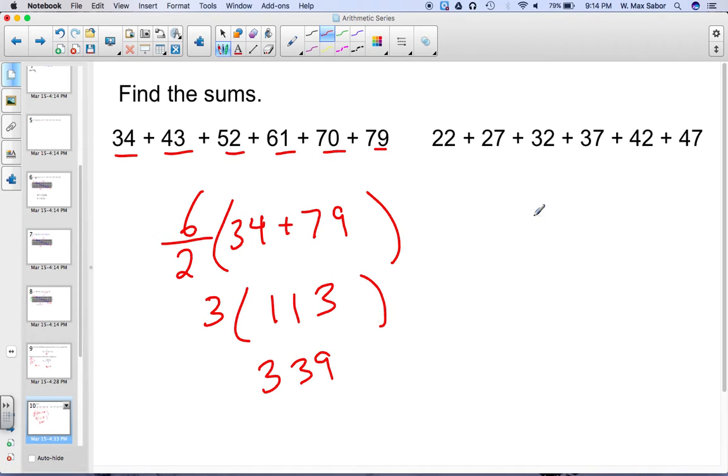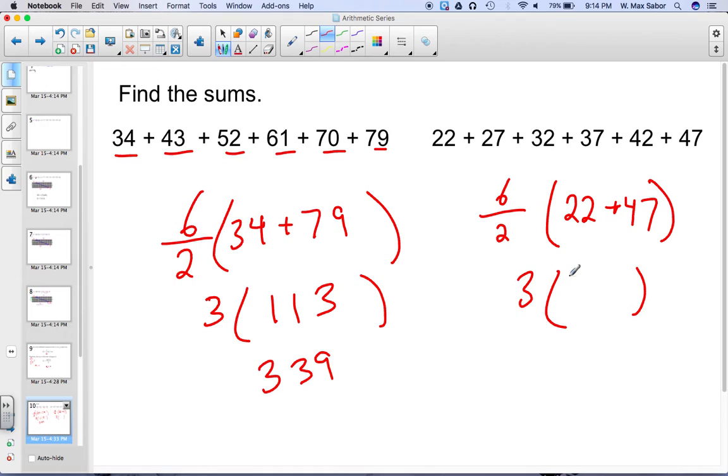These, we recognize that it's arithmetic. There are 6 terms. We add the first term and the last term. 3 times 69, which is 207.